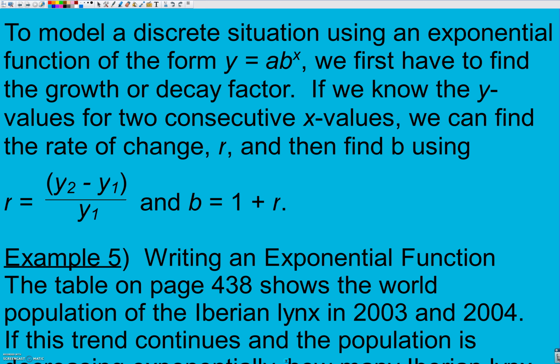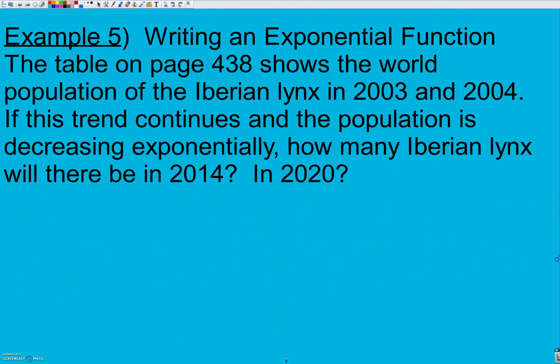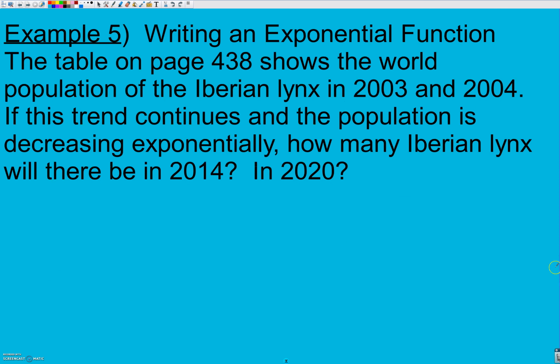So if we look on page 438, it shows the world population of the Iberian lynx in 2003 and 2004. If this trend were to continue and the population is decreasing exponentially, how many of these lynx would there be in 2014? And then I'll have you guys try in 2020. So if we look there, we have a couple ordered pairs. We have 2003 and 150. And then we have 2004 and 120. So these are consecutive, which means they go from 2003 up one more to 2004. Consecutive means next to each other.